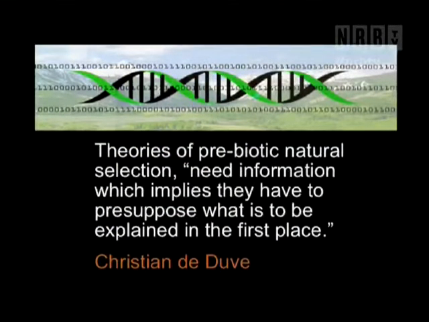In fact, Christian de Duve, one of the leading origin of life researchers and a really great thinker on this question, a Nobel Prize winner, says theories of prebiotic natural selection fail because they need information, which implies they have to presuppose what is to be explained in the first place.